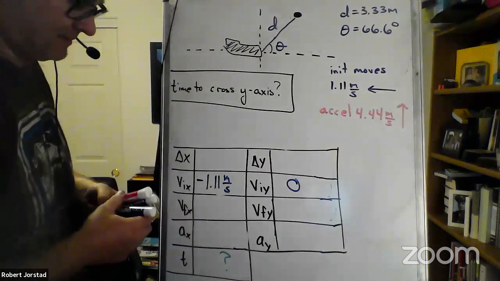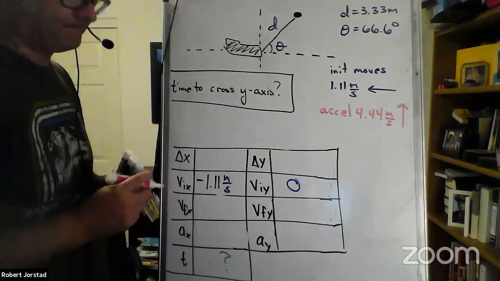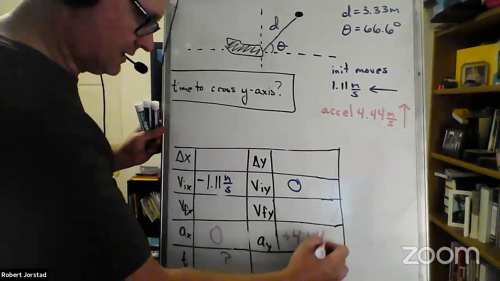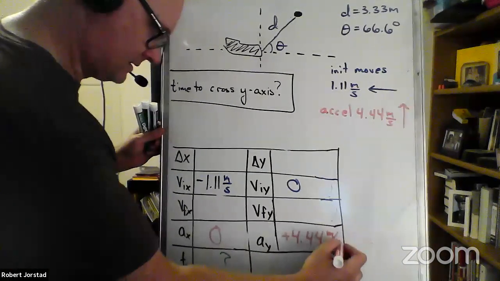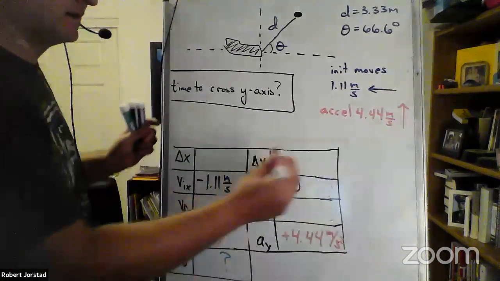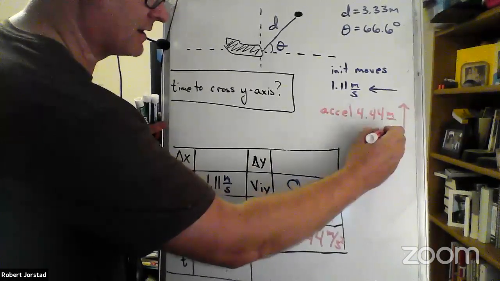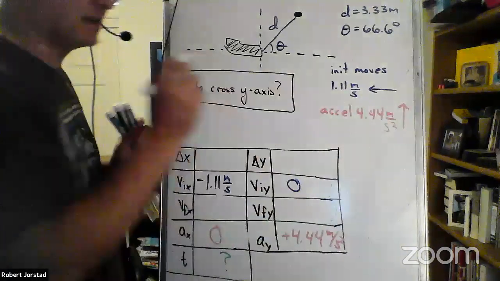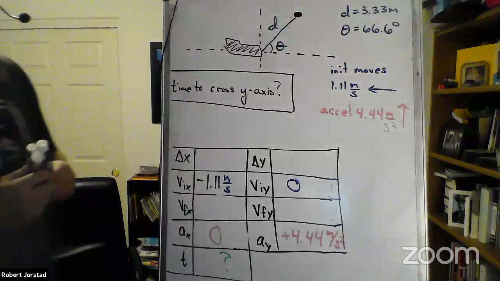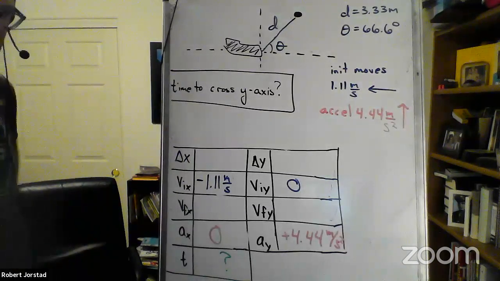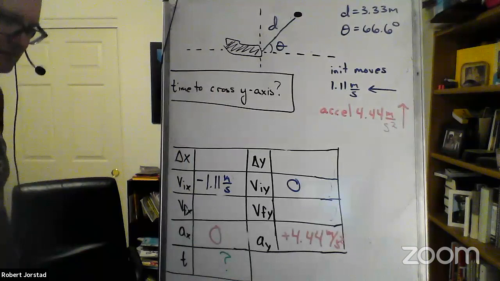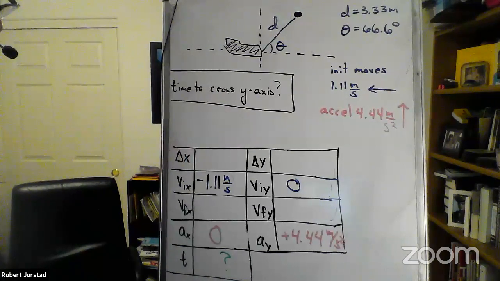Next, what's the accelerations in this case? So the acceleration in the x is 0. And then in y, it's positive 4.44 meters per second squared. All right, so let's let somebody else have a chance. Oh, that's squared, isn't it? Meters per second squared. Sorry about that. All right. He cleaned out the easy stuff. All right. What else do we know?